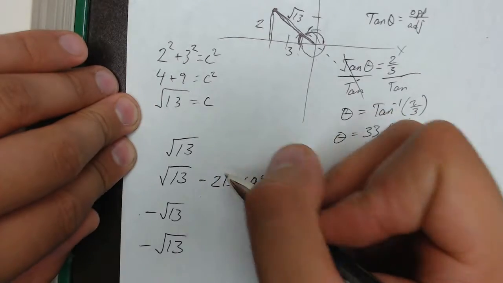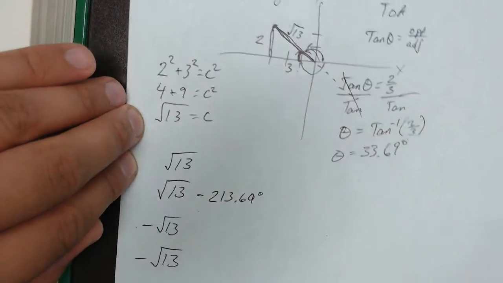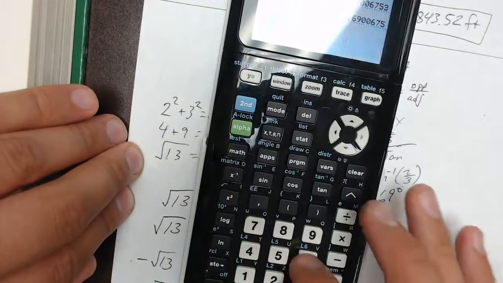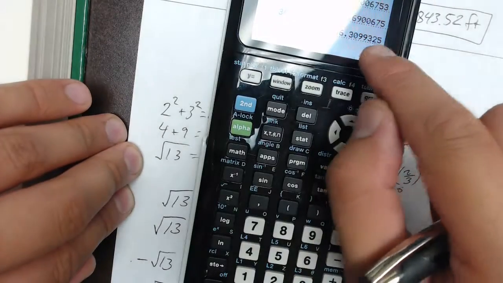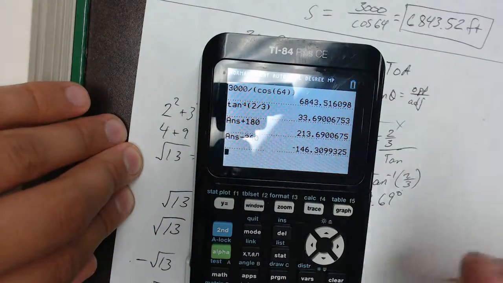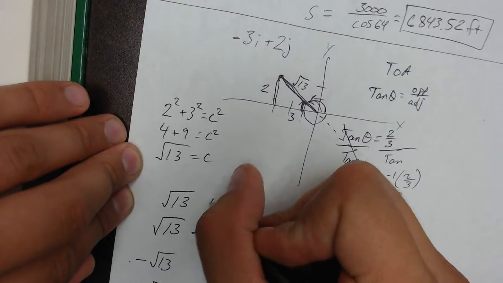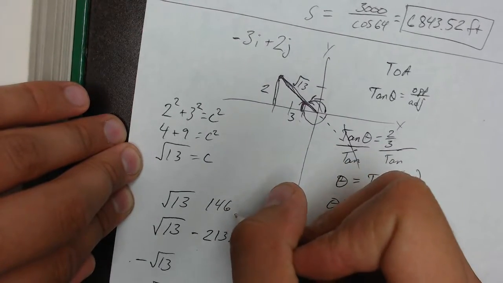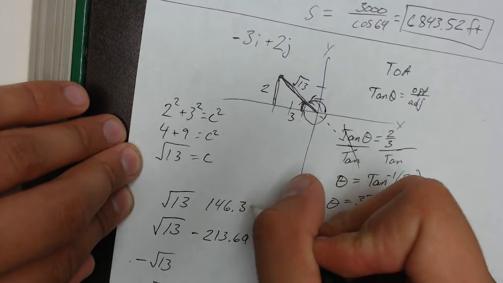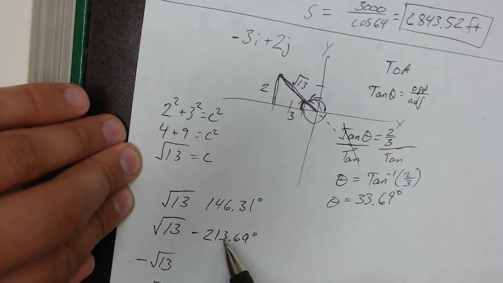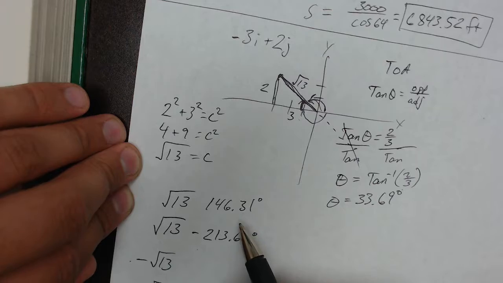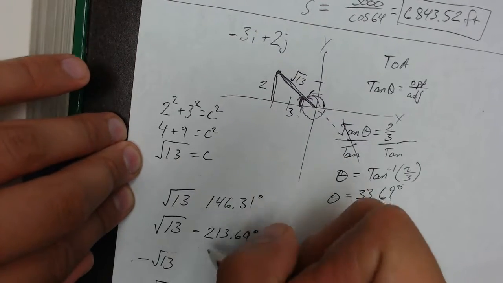All right, now to find the positive angle, we can take our negative angle, add or subtract 360, and then that would tell us the other angle, which is going to be positive 146.31. All right, or you could just add 360 to this number on your calculator. So these are both of our positive answers.